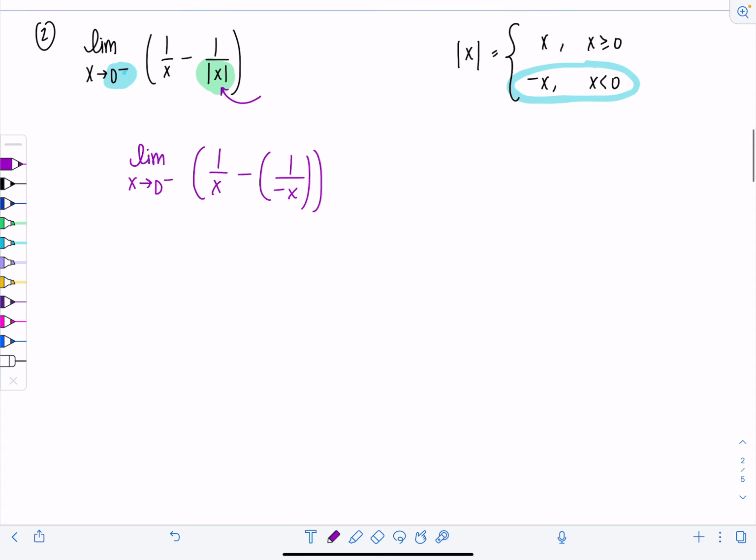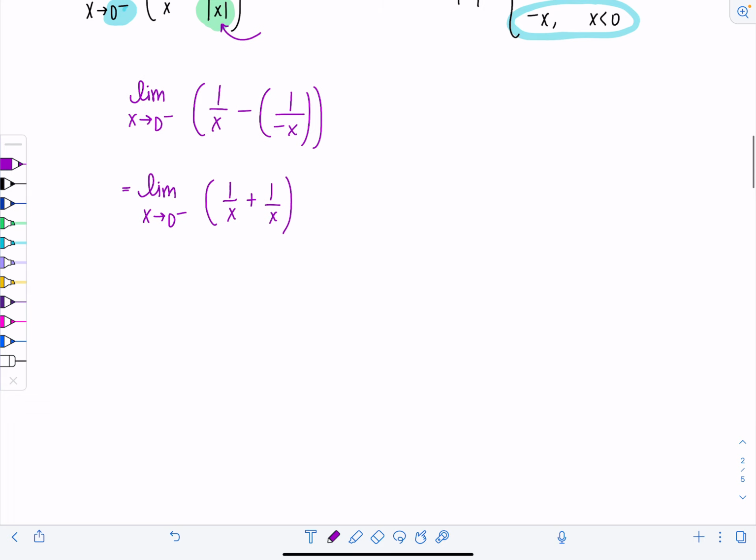Not too bad. Now we have here the limit as x approaches 0 from the left. This is 1 over x plus 1 over x. Ooh, and they have a common denominator, so I can add those two terms together. We have the limit as x approaches 0 from the left of 2 over x.